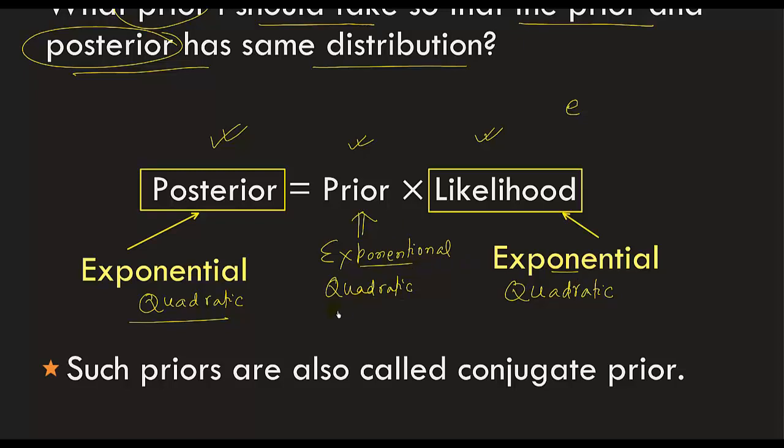Whatever term I have here is a quadratic term, and whatever term I have here is a quadratic term. Let's call this quadratic 2 and this quadratic 1, so this is q1 and this is q2. If I multiply this, it will be quadratic 1 plus quadratic 2. So finally the posterior distribution will also be exponential and contain a quadratic term, so this becomes an exponential quadratic. This means if I take a prior distribution of exponential quadratic form, the corresponding posterior distribution has the same kind of distribution or same kind of function.